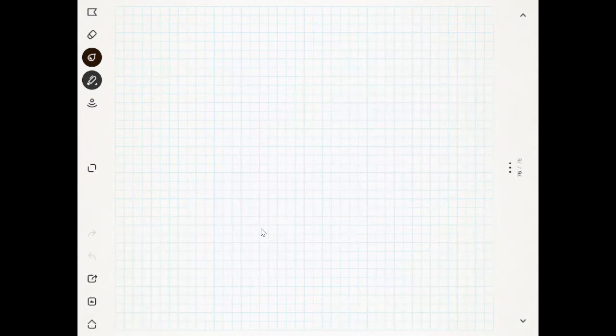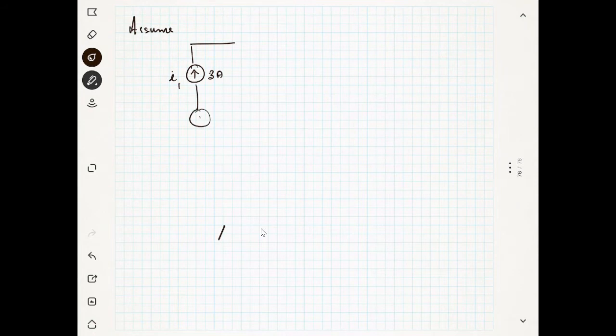Next, a very important point. Let us assume that we have a current source like this. Let's say this is I1 and this is a 3 ampere current source, and you have another connection which is I2. This is a 2 ampere current source. Then what will be the total current? 5.